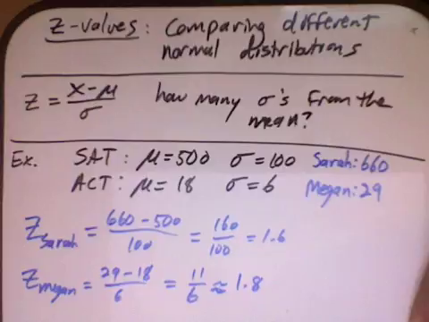Well, how many standard deviations above the mean did Sarah do? Well, 660 minus 500, she's 160 points above the mean. But if 100 is a standard deviation, then we divide by 100 and see that she's 1.6 standard deviations above the mean. Sarah has a z-value of 1.6. Similarly, we calculate Megan to have a z-value of 1.8. So even though Megan's score seems tiny, because it compares so well to the mean given the standard deviation of that test, she actually did better, so to speak. She has a z-score of 1.8. She is 1.8 standard deviations higher than the mean.